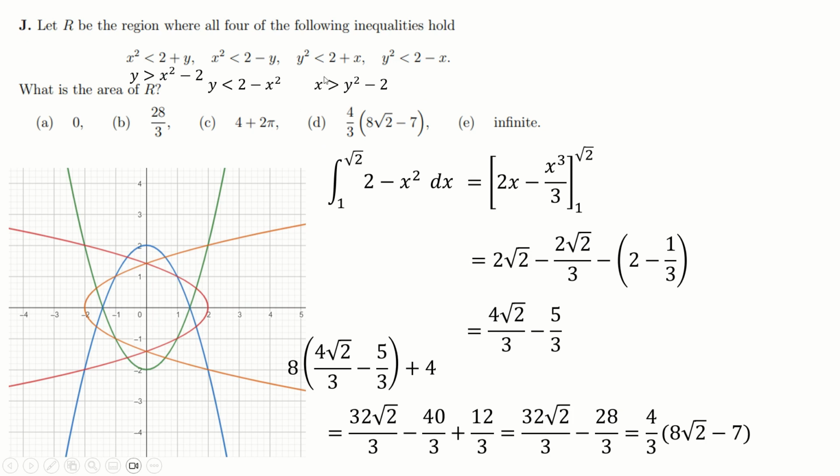This whole business of swapping the x and y's being a reflection in the line y equals x is very useful. So maybe also bear that in mind.